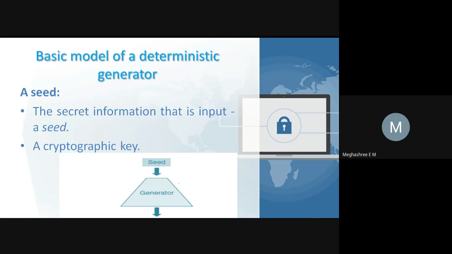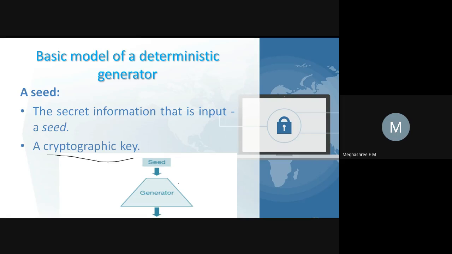That initial value we call the seed. You can see this is essentially a cryptographic key, and the seed is the only piece of information that is definitely not known to an attacker. This is what I explained in the previous example.